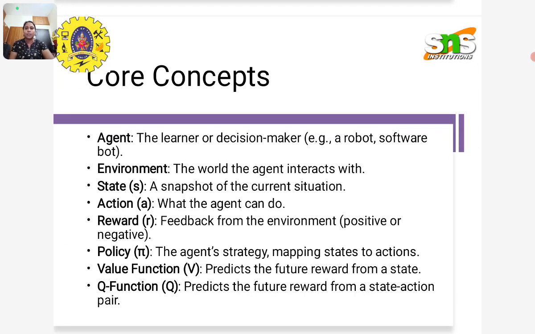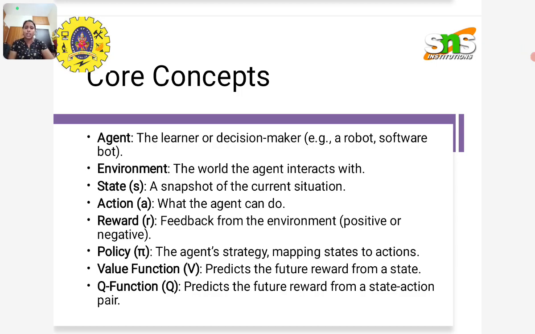And the core concepts are agent, environment, state, action, reward, policy, value function, and Q function. The agent is the learner or decision maker, for example a robot or software system. The environment is the world the agent interacts with. The state is a snapshot of the current situation. And action is what the agent can do.